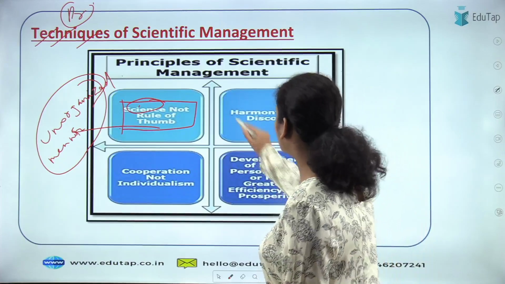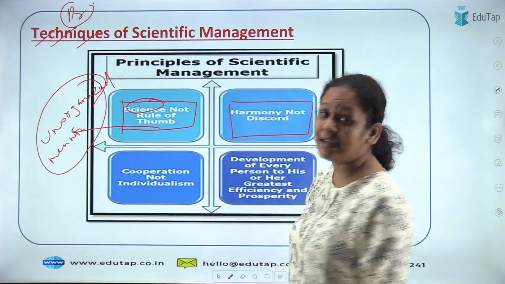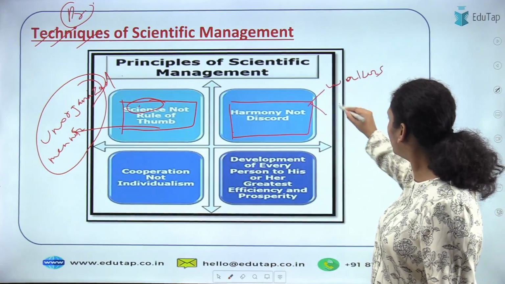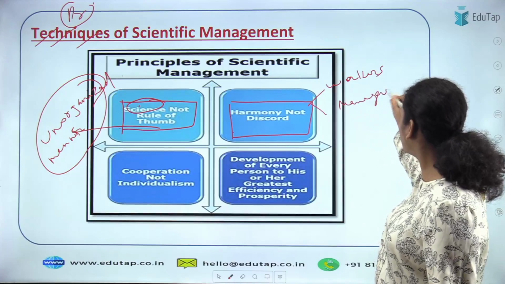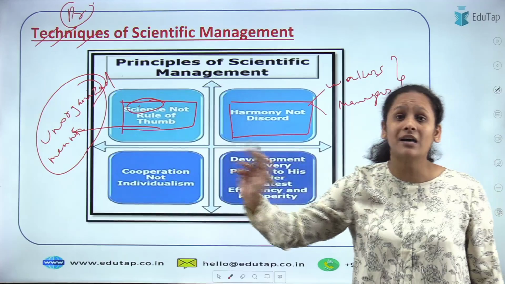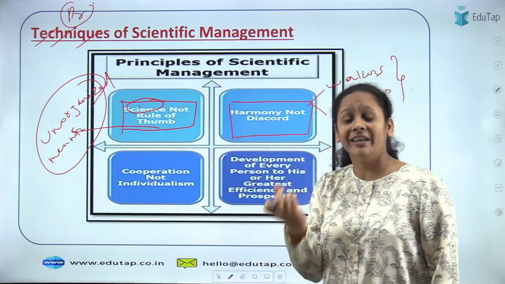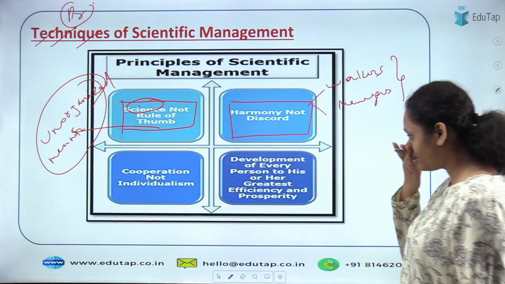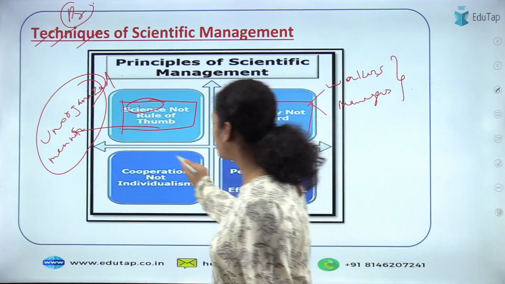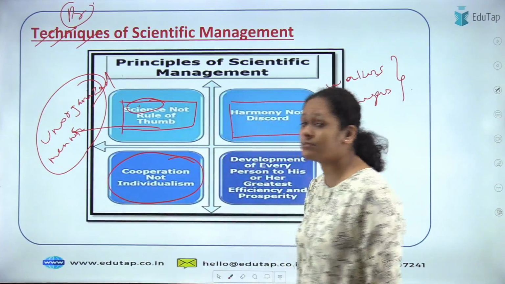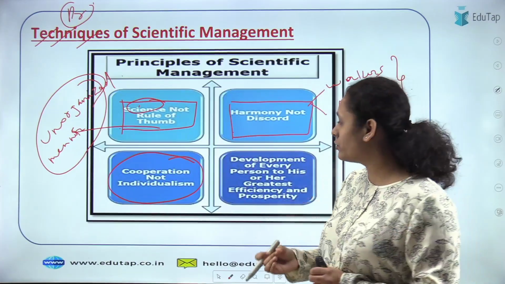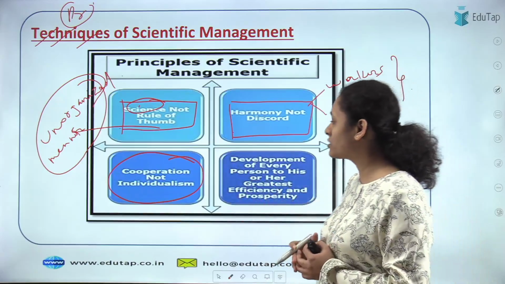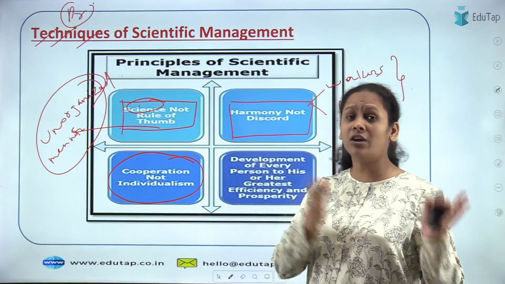Secondly, he said that there should be harmony. As I said, there should not be any discord, that workers and managers, they should work together and they should not work against each other, which would, as I said, eventually reduce the output level and the overall growth of the organization. Thirdly, he said that there should be cooperation and not individualism, which means each and every person should not be thinking that he is the only one who is going to do things in the good way. But there has to be a constant cooperation.